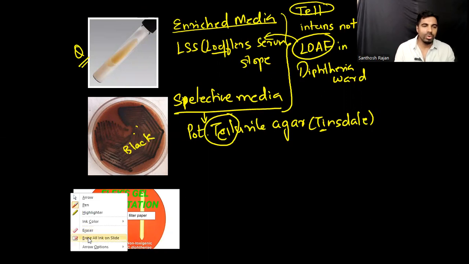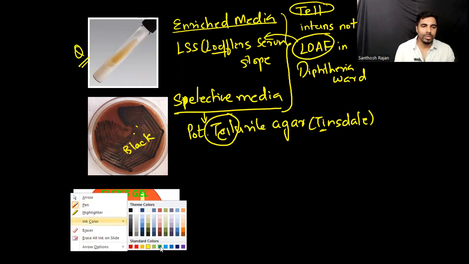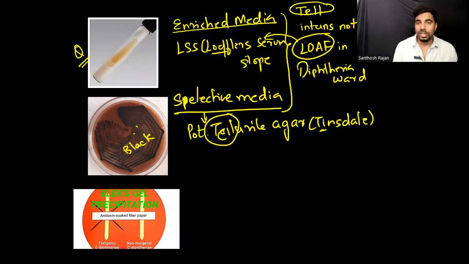Now, there is something more important here. There are two questions: which is fast growing and which is slow growing. If I want a result immediately, what I have to do is put it on Loeffler's serum slope. The growth is fast.